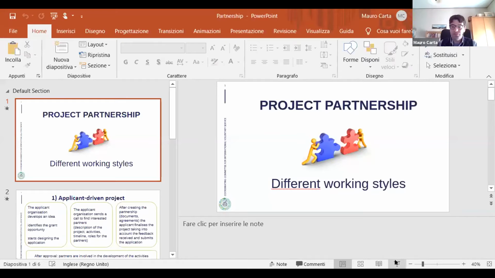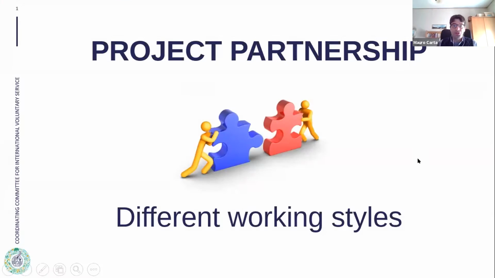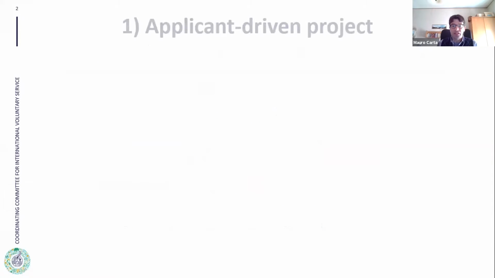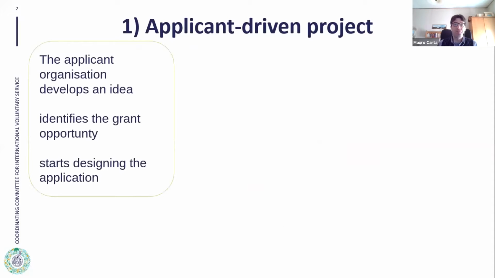That is the partnership style, and we prepared this presentation. So, project partnership, different working styles. We have three potential scenarios, three potential working styles. The first is the so-called applicant-driven project. Here, we have an applicant organization that develops an idea.